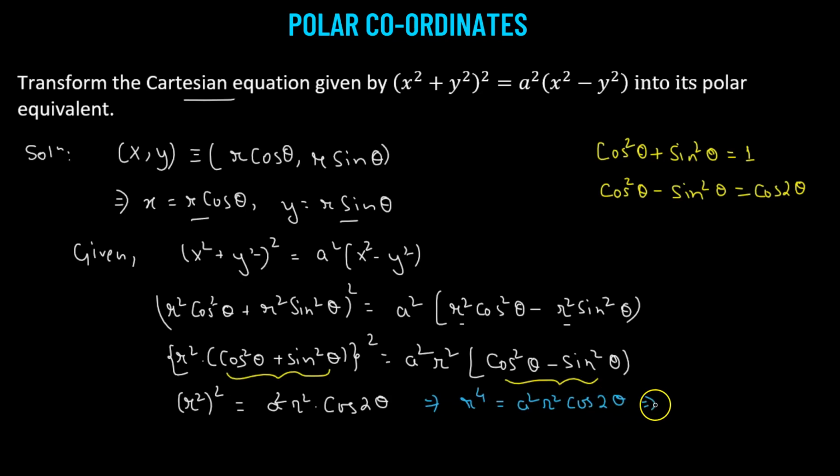What we can do is we can factor out r squared from both sides. So we get r squared equals to a squared times cosine of 2 theta. So this is going to be the polar equivalent of this particular Cartesian equation.